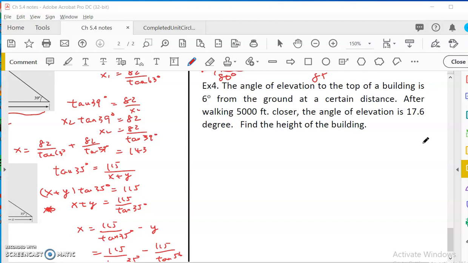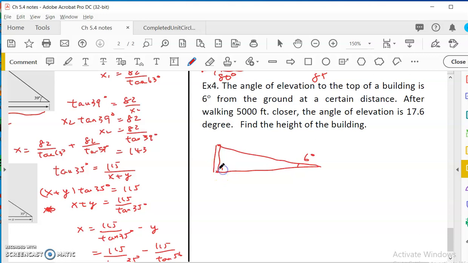So this goes like this. There is an angle of elevation to the top of a building at 6 degrees from the ground at a certain distance. Okay, so let's draw a picture. So there is a building. 6 degrees is really small, so it must be really, really far away, right? So we can work like that. So this is 6 degrees. So you look at the top of the building.